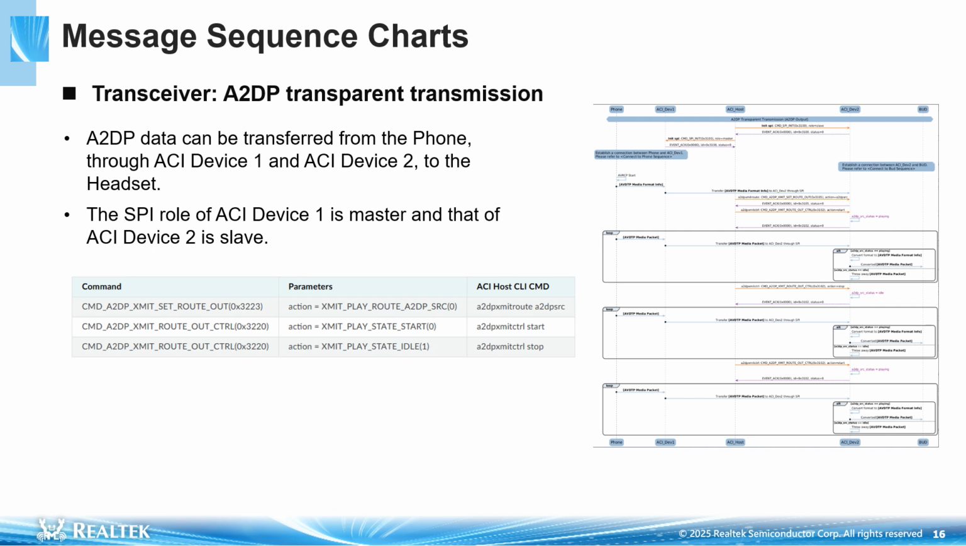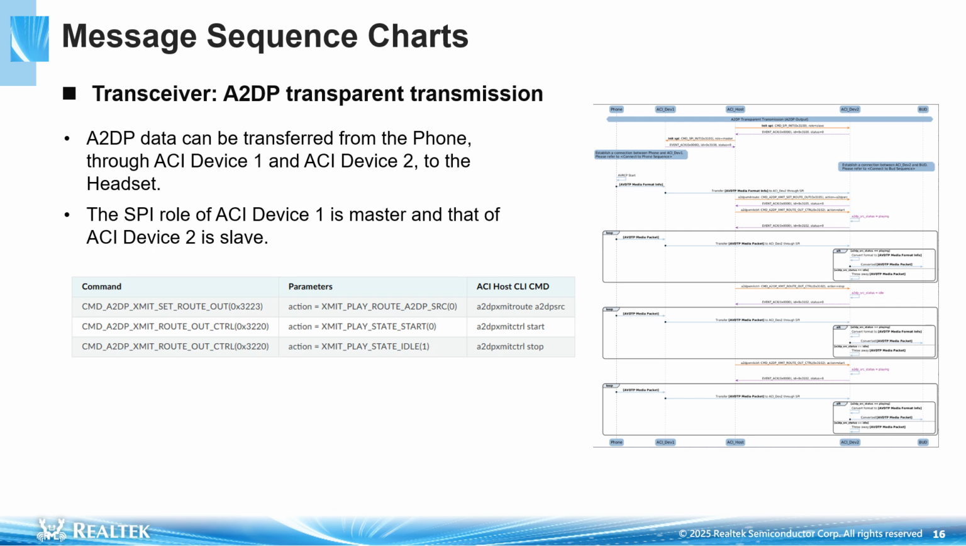The AVDTP data format between phone and ACI device 1 may be different from that between ACI device 2 and headset. To solve this mismatch, the audio pipe is introduced on ACI device 2 to convert the format in the route of phone-ACI device 1 to that in the route of ACI device 2-headset.